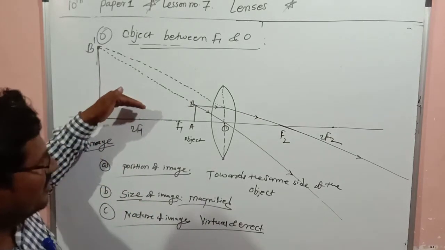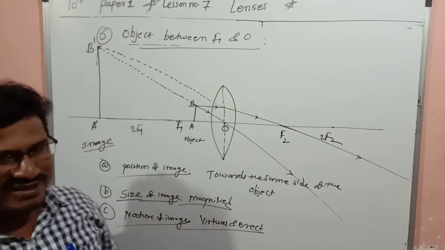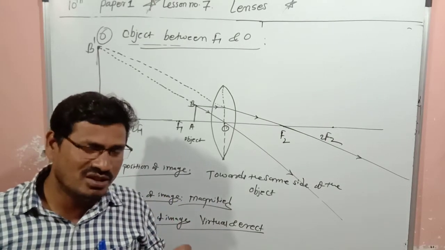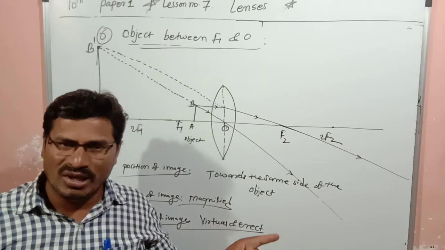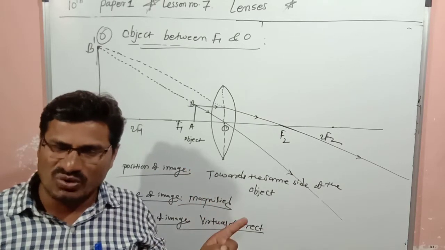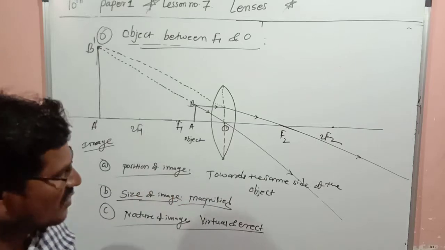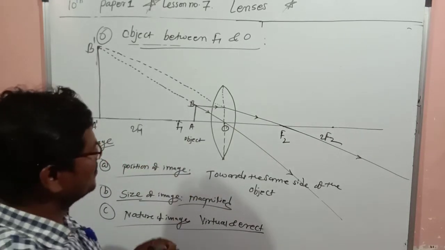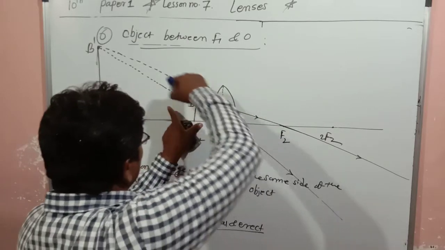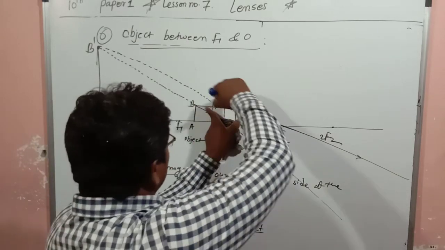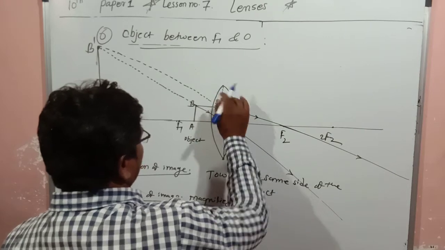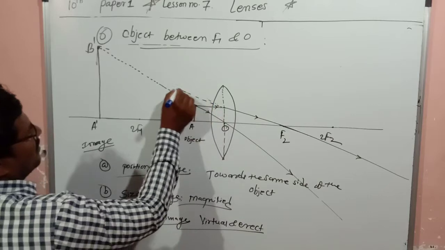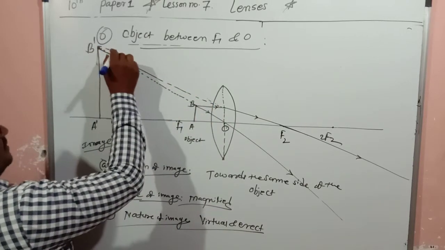And erect, that means it is formed above the principal axis. So sixth position you have to remember, image will be virtual and erect. So these points you have to write, and while drawing the ray diagrams, we use a scale, and this one will go this way also. If you are using the scale properly, then it will go this way. It will meet here somewhere.